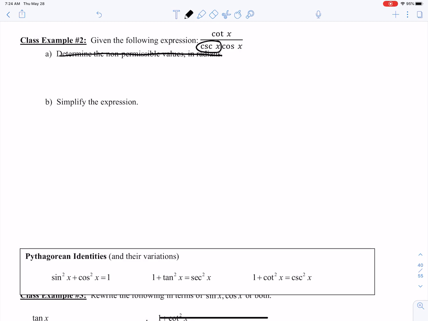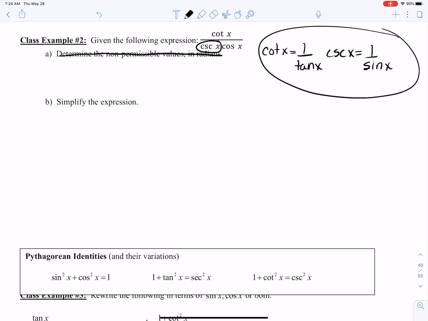Well, I want to remind you that cotan x is equal to 1 over tan x, and cosecant x is equal to 1 over sine x. So when we go to simplify this, we're going to use these properties. Instead of writing cotan x, I'll write down the expression first. I'm going to take cotan x and replace it with 1 over tan x.